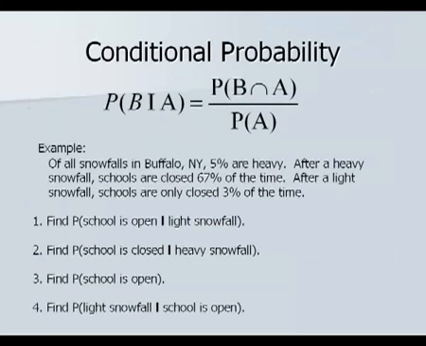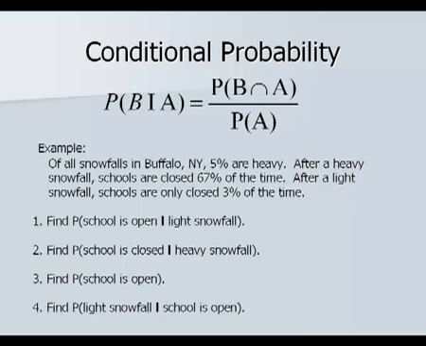Okay, here's the formula for conditional probability. The probability of B given A is the probability of B and A over the probability of just A. In other words, the probability of both divided by the probability of the given.